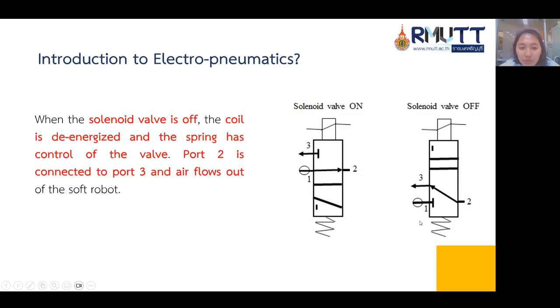When the solenoid valve is off, the coil is de-energized and the spring has control of the valve. Port 2 is connected to port 3 and air flows out of the soft robot, like the explanation in the previous slide. When the solenoid valve is on, the air will flow from port 1 to port 2, and when the solenoid valve is off, the air flows out from port 2 going to port 3.